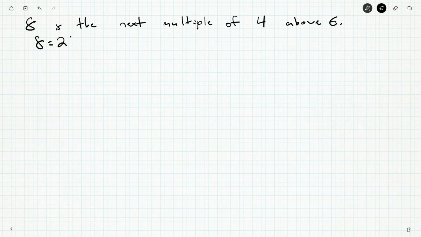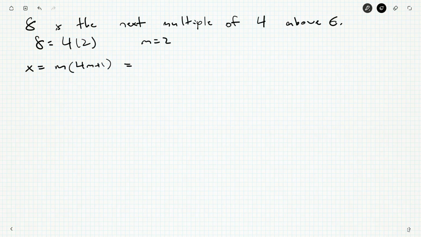So 8 is equal to 4 times 2. So m is equal to 2. So we'd want x is equal to m times 4m plus 1, and that's going to be 2 times 9, 18. Can I represent 18 as a sum using just 4 of 1, 2, 3, 4, 5, 6, 7, or 8? Well, let's play around with it. I'll take off an 8. That'll leave me with 10, and a 5, a 3, and a 2 will do just fine.